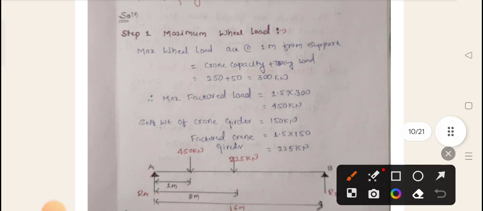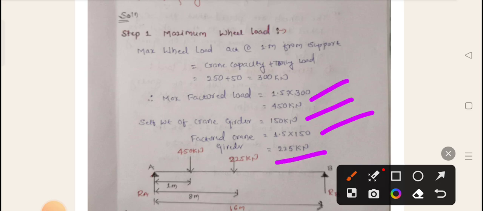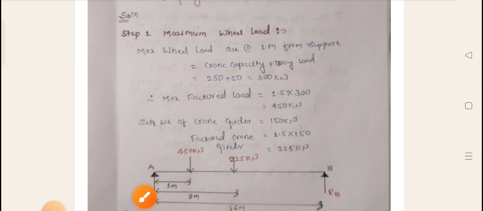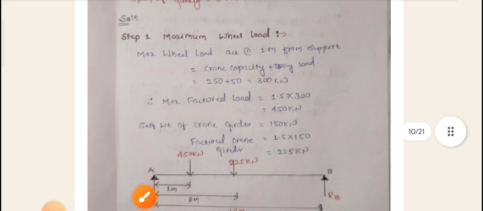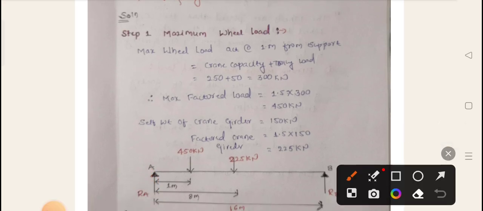So here, what happens? The self weight of the crane girder is given as 150 kilonewton. Again, it is to be multiplied by 1.5, because we have to take the factored load. So the 450 is the static load, and the factored self weight of the crane girder is 225 kilonewton. So this 450 kilonewton is the load. Can anyone tell me where it is to be placed?